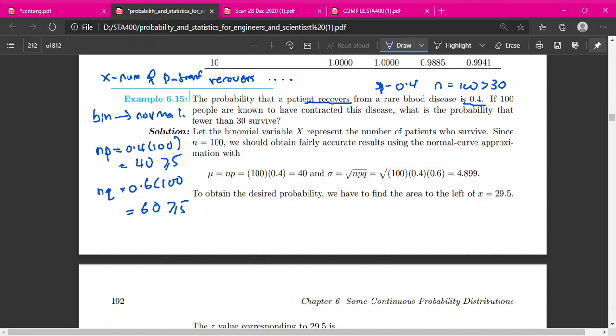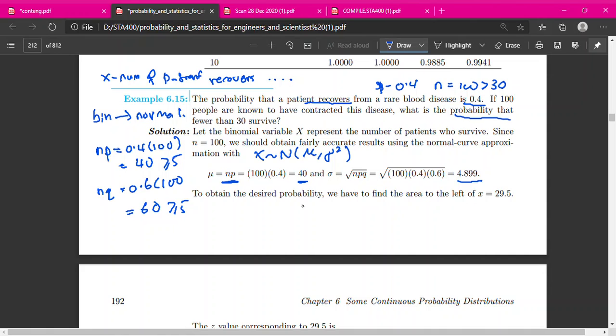Okay, so daripada binomial kepada normal. So kalau nak approximate kepada normal, we need the mean dan variance. So kena cari mean. Gunakan formula nak cari mean untuk binomial, which is n darab dengan p. So it is 40. Variance-nya npq, but kita nak sigma untuk buat transform. So the answer will be 4.899.